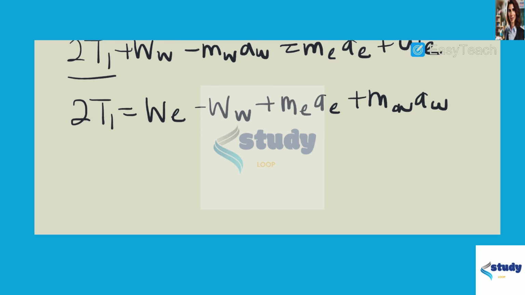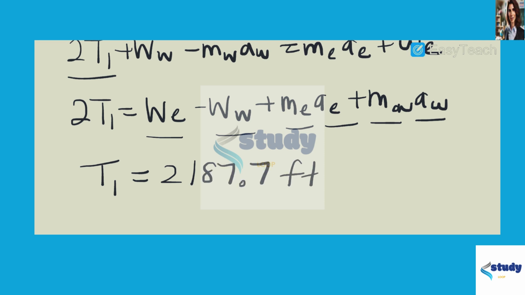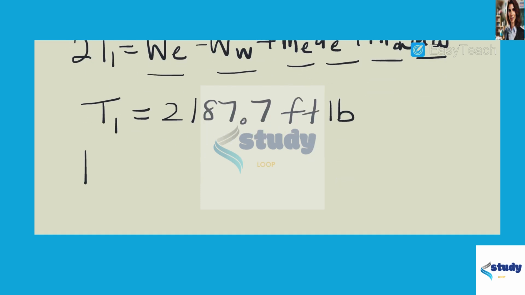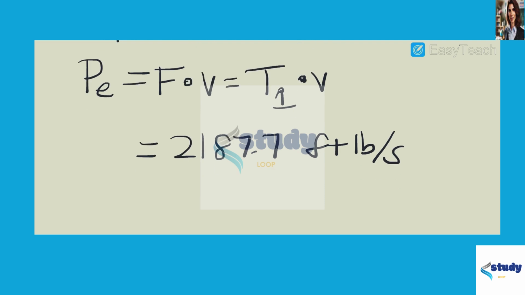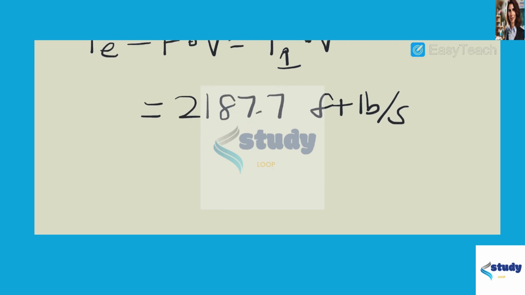Now plugging in for the variables that we know, we know all of these quantities because they're all given to us. We can solve for T1 to be equal to 2187.7 foot-pounds. Similar to before, the power experienced by the elevator is going to be force times velocity, and for us that's T1 times velocity. Remember, our velocity is 1 feet per second, so our power is 2,187.7 foot-pounds per second.